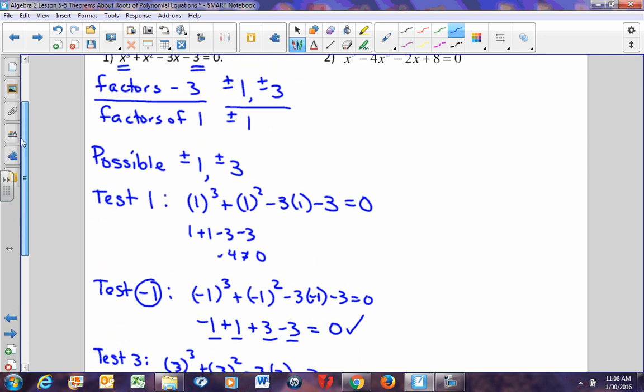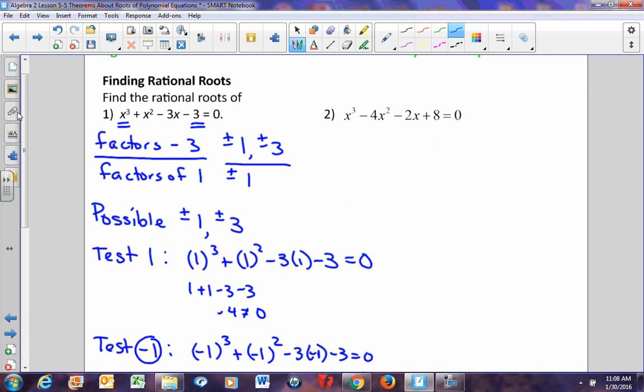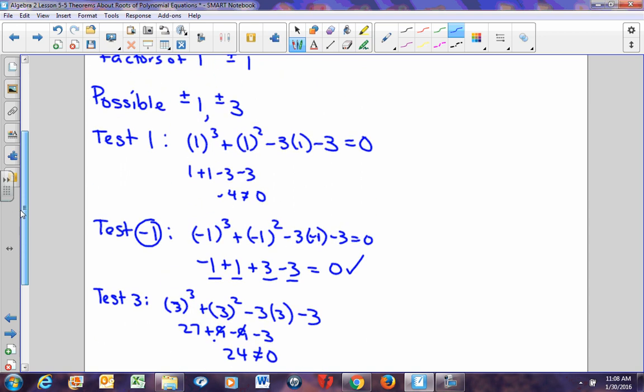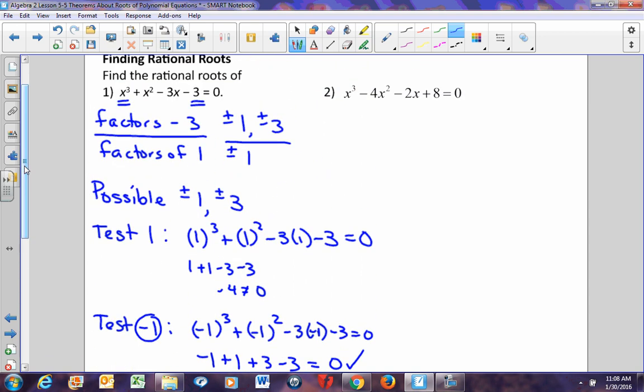It would ask me to find the rational roots, rational numbers, not irrational numbers, like no square roots, no non-terminating decimals. So the only rational root of x^3 + x^2 - 3x - 3 is -1. Okay, so -1 is our only rational root here. Now let's look at number 2.